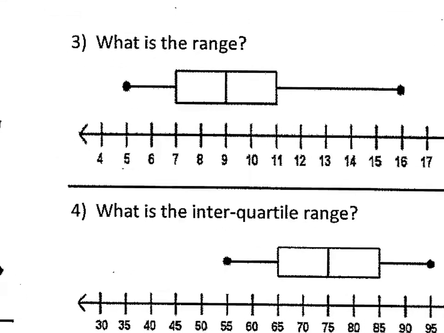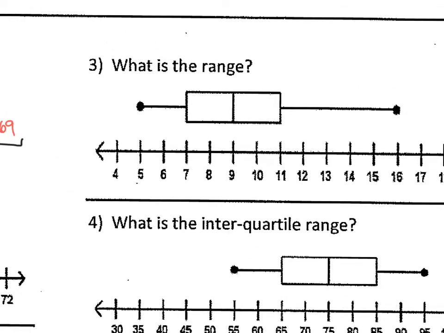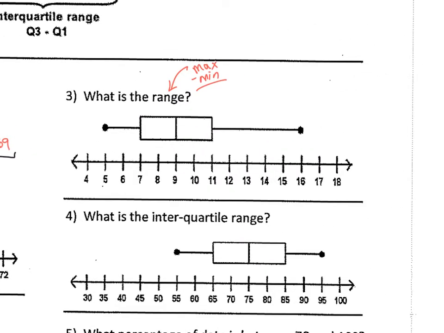Number 3, the question is, what's the range? How do we find range? Maximum minus minimum. Good. Maximum number minus your minimum number. So in this case, it would be 16 minus 5.